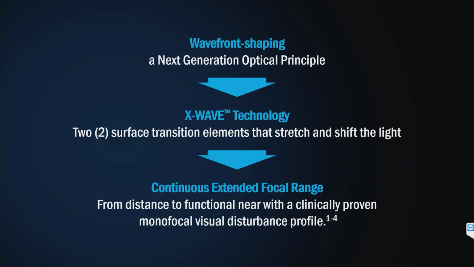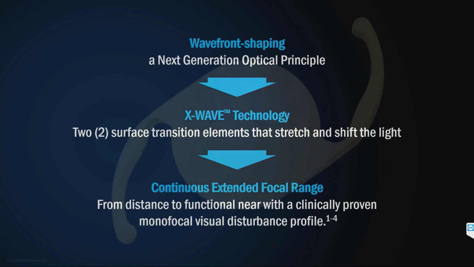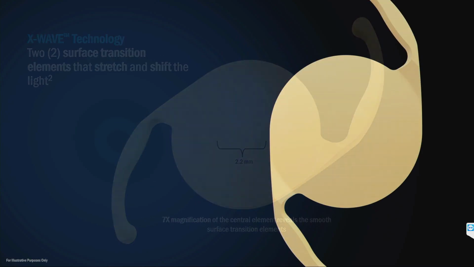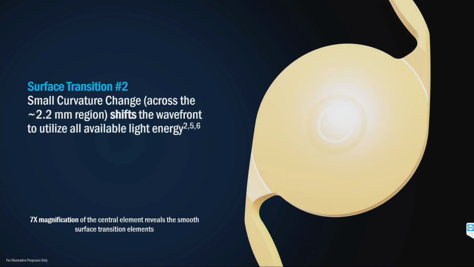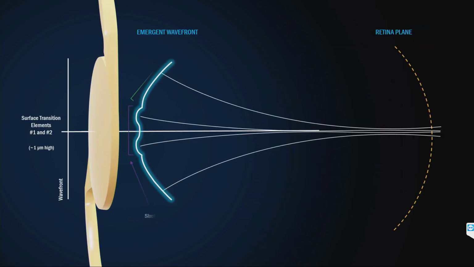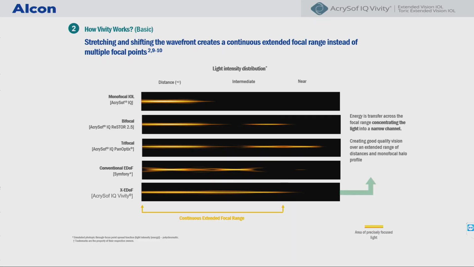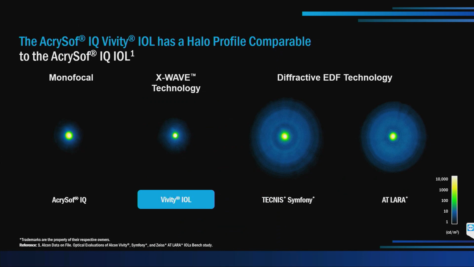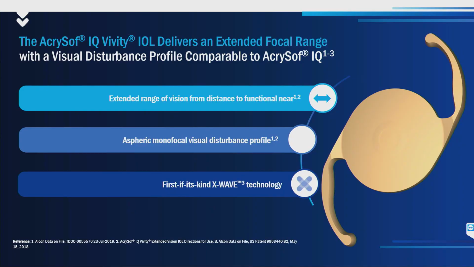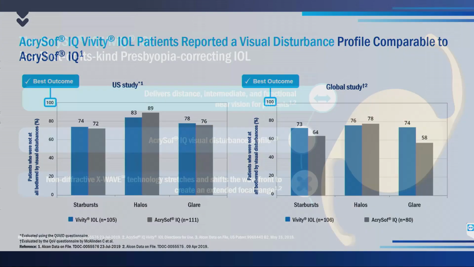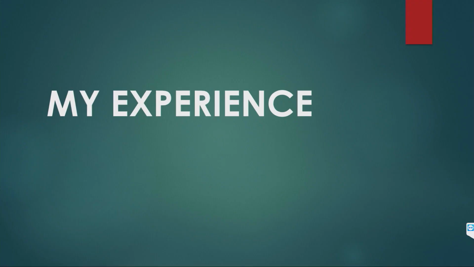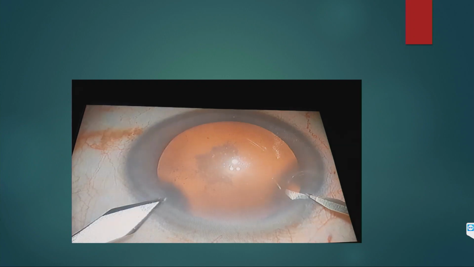The Vivity has the shifting and stretching of the wavefront, which gives better depth of vision as well as lesser amount of, I'll skip this because it's been extensively discussed. So basically you have an extended range of vision, and the halo profile is almost similar to the Acrysof IQ monofocal IQ. And again, in my experience, I'll just skip this slide.